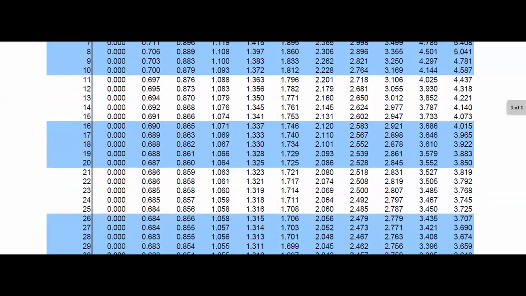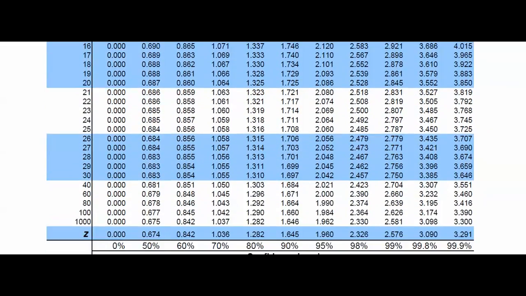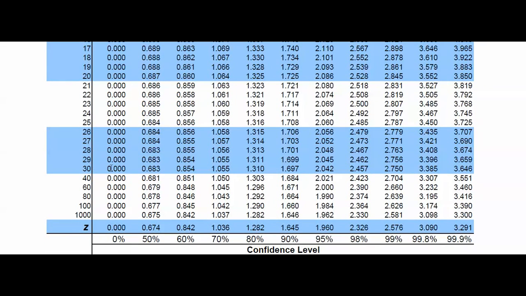And if the table doesn't have 39 in the df column, we'll just go to the next lower one, which is 30. So now let's go back to the table. There is no row for 39, so we'll use 30. So we want the 30th row, and we're creating a 90% confidence interval, which is right here. So where these two meet up is 1.697. Remember, we're using the 30th row because we were supposed to use 39, but they don't have 39, so we just went down to 30. So 1.697.